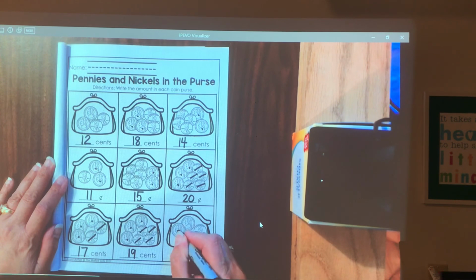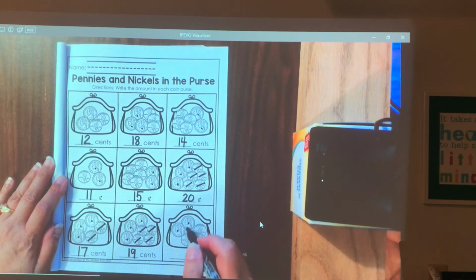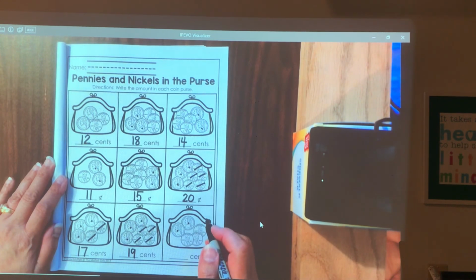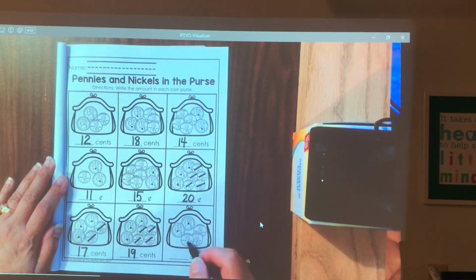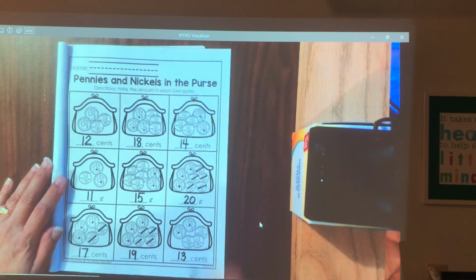All right. Find the nickels. 2 nickels. 2 nickels is how much? 5 plus 5 is what? Jacob says 10. 11, 12, 13. 13 cents.